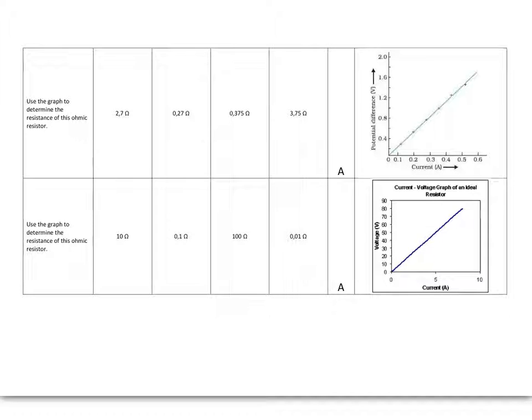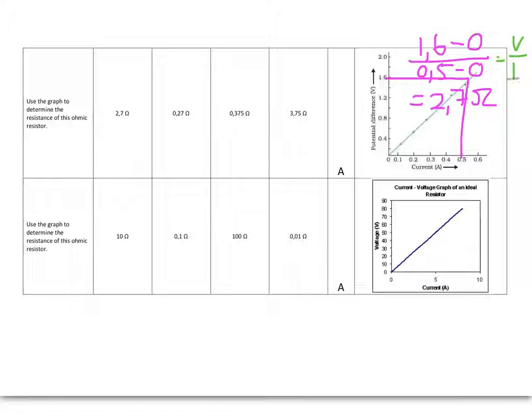Taking a look over here, use the graph to determine the resistance of this ohmic resistor. You need to choose a point and determine the gradient. So in this case, I'm going to choose 1,6 minus 0, y2 minus y1, over 0,5, x2 minus x1, and I find that I get an answer of 2,7 ohms. And I'm sure that this is V over I, and therefore it really is the resistance value, because I've checked that y is potential difference and x is current.